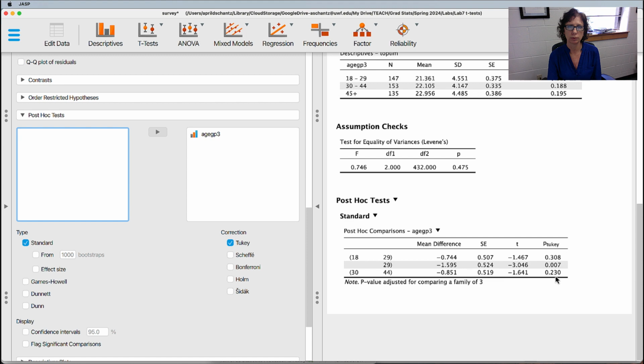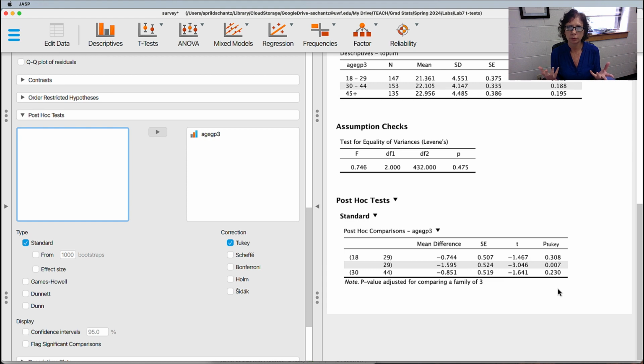and it also was not significant. So in our significant differences that were found with the ANOVA test, the only two groups that are really significantly different from each other are the youngest compared to the oldest.